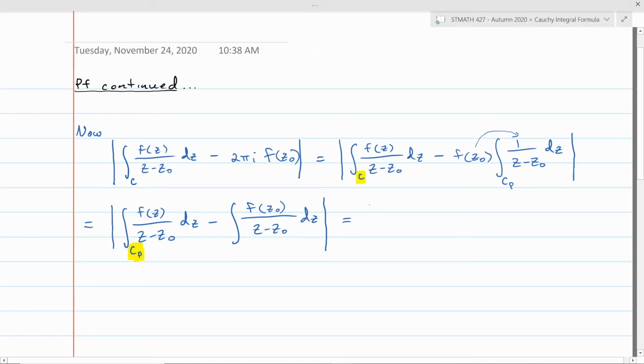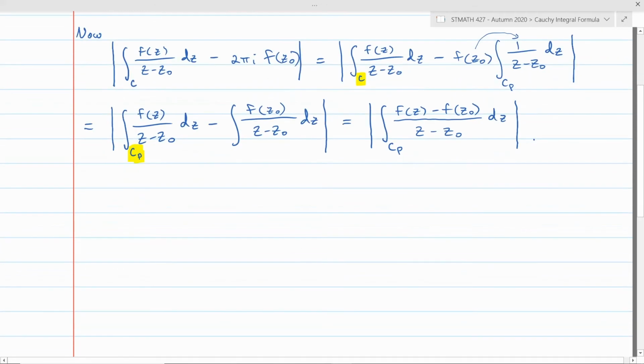So now I can combine this into one integral, and it looks like the integral around C rho, and the numerator is f of z minus f of z naught over z minus z naught times dz. Okay, now we're cooking. All right, so check it out. We know that our function f is continuous at z naught. So the numerator of that function, we can get an upper bound on it because, with continuous functions, we can get a bound on the difference in the function values if we just choose z sufficiently close to z naught. But our z there lies on that circle C rho, and we can choose the radius of that circle to be whatever we want, as long as it stays inside the curve C.